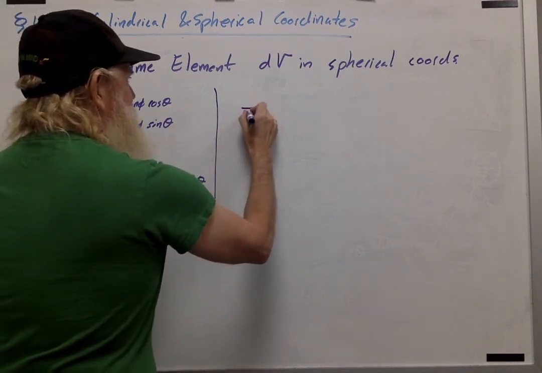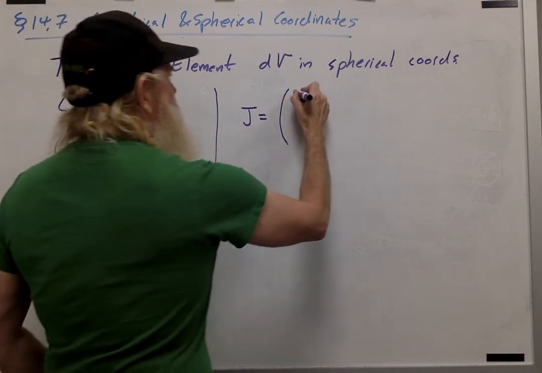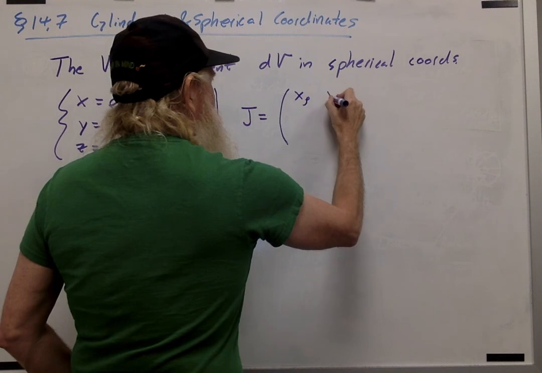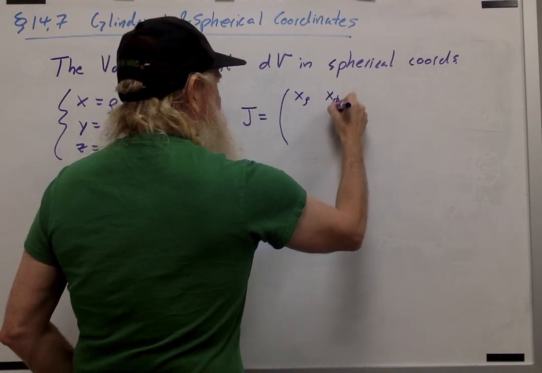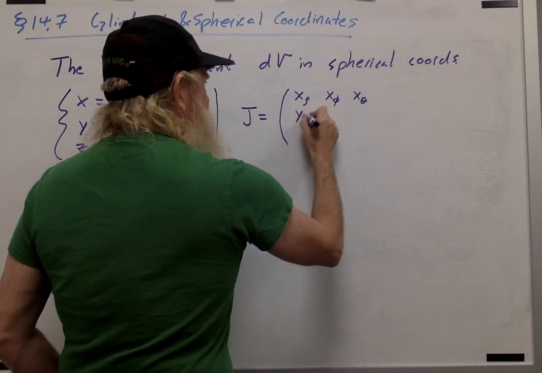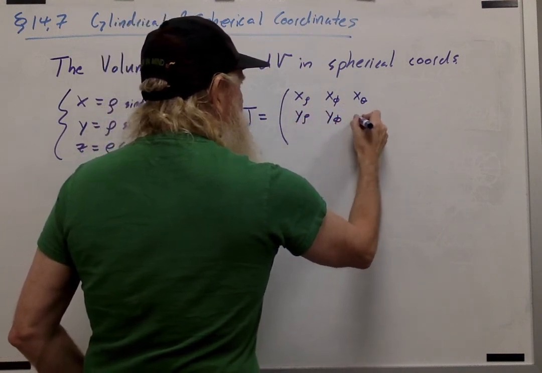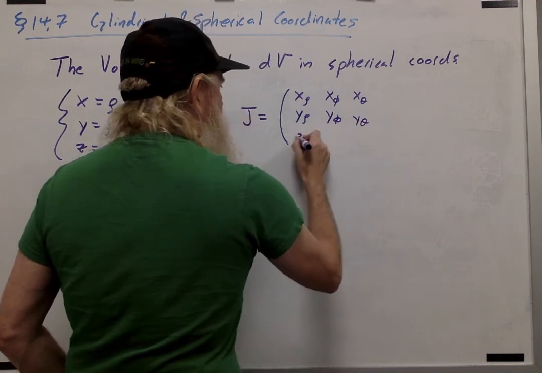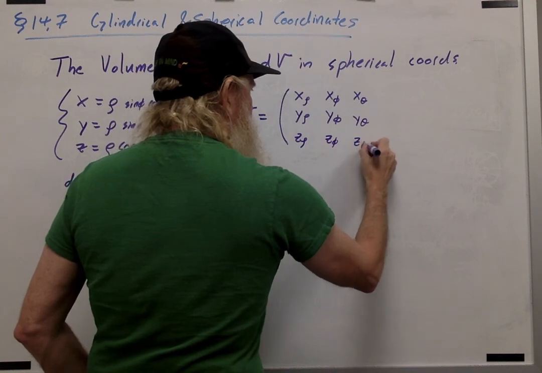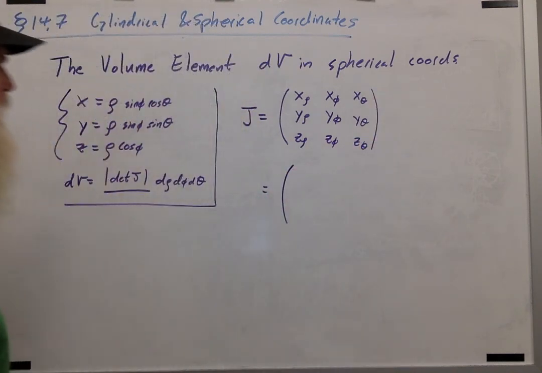So let's see if we can write down that Jacobian matrix. Going across, it's going to be the derivative of x with respect to rho, the derivative of x with respect to phi, the derivative of x with respect to theta, and then similarly for y and z. So let's take all those partial derivatives.